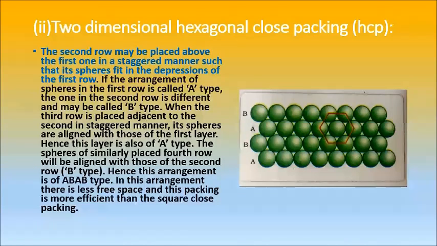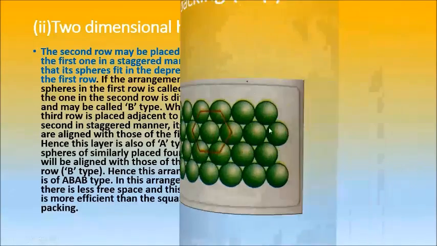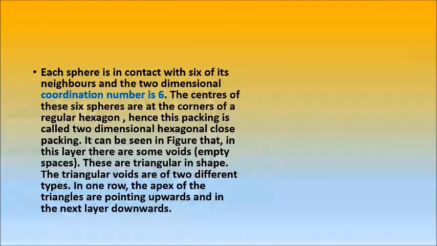Now we can see the diagram. Here you can see the first layer, A type. When you are arranging the second layer or second row, it goes into the depressions, that is, these two spheres have a little gap here. In that gap the sphere should come. So when you arrange it in this manner, we get the second row. When the third row comes, it's the same as the first one, that is, A type only. So it forms a hexagonal close packing.